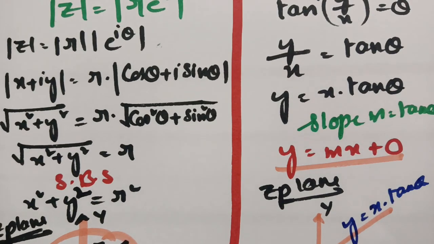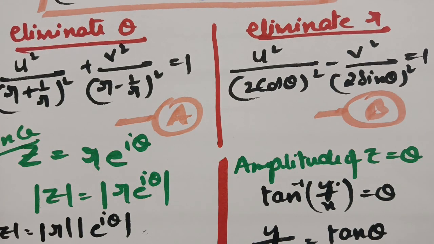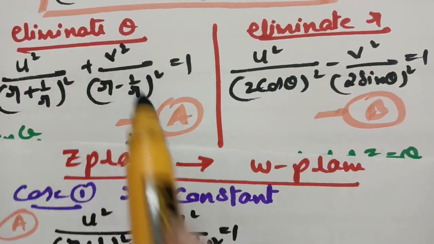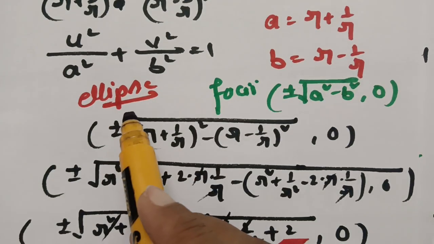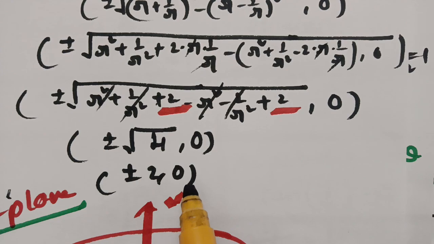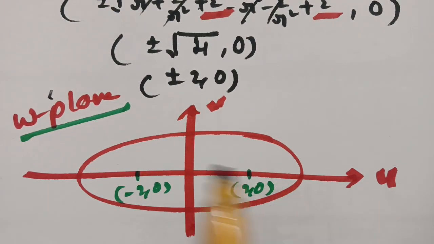Now how do we transform it into the w plane? So now we have equation a. After eliminating theta, we have an equation. If you put r is equal to constant, we got an equation in terms of r. So we have to take equation a. After taking equation a, this is an ellipse equation. The focus is root over a square minus b square. After finding the foci, this will be the shape in the w plane.